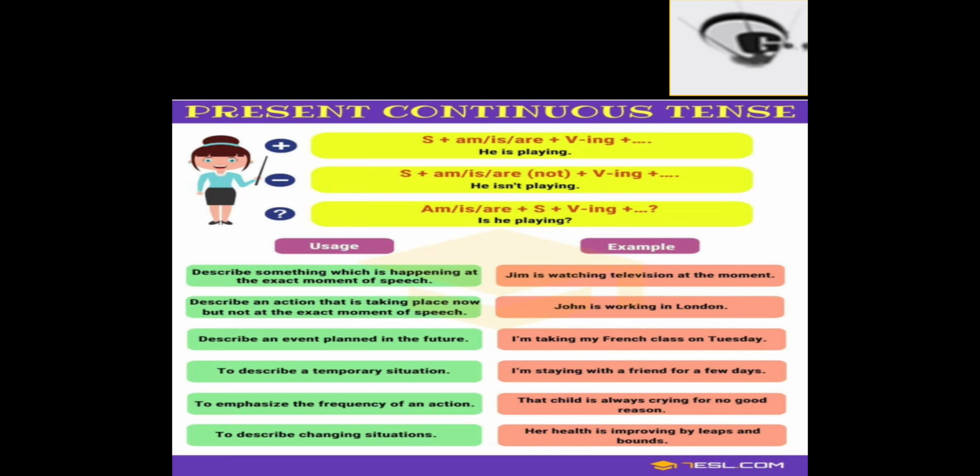Now, we use present continuous tense firstly to describe something which is happening at the exact moment of speech. For example, Jim is watching television at the moment. Secondly, we describe an action that is taking place now but not at the exact moment of speech. For example, John is working in London.